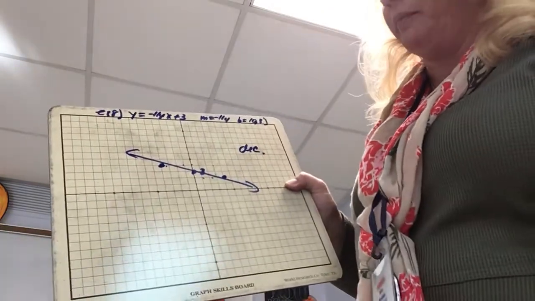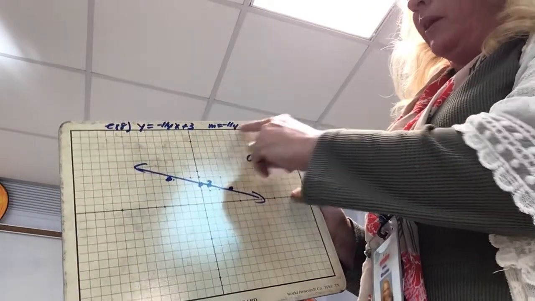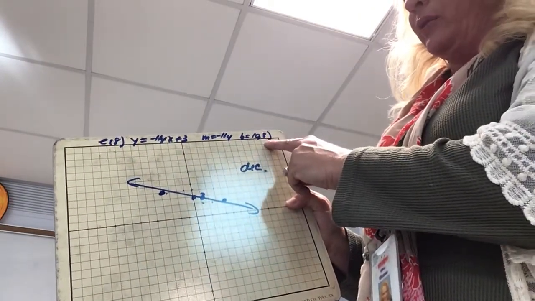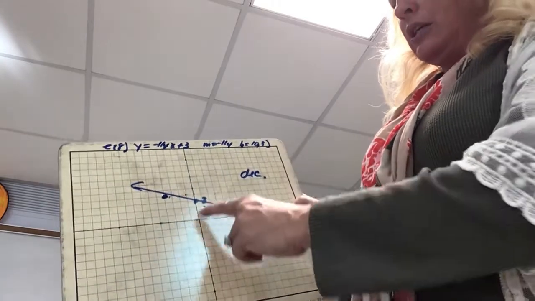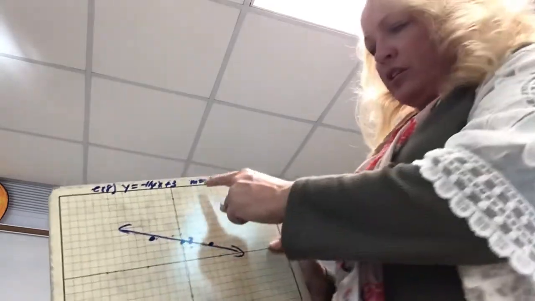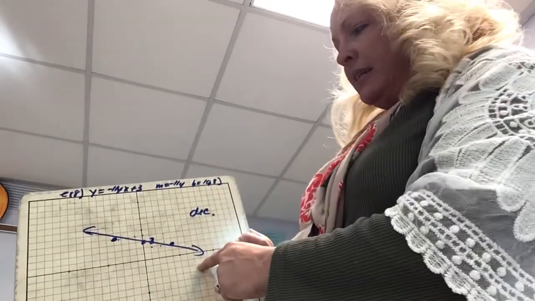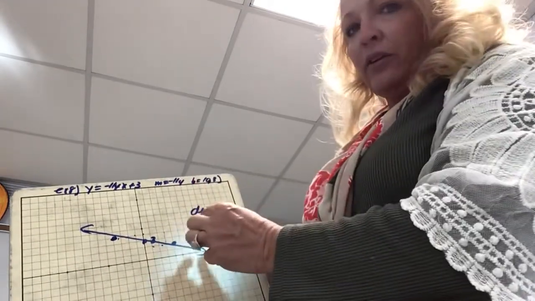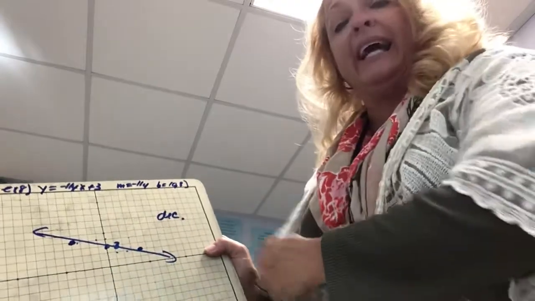Number 8. This is also in slope-intercept form. My slope is negative 1/4. My y-intercept, or b, is 0, 3. Now, what do I expect? Well, first of all, it's negative, so I should expect a line going downhill, a decreasing line. 1/4, isn't that smaller than 1? So it should be a fairly flat line.